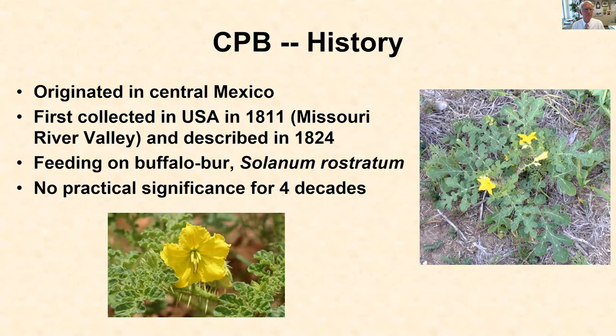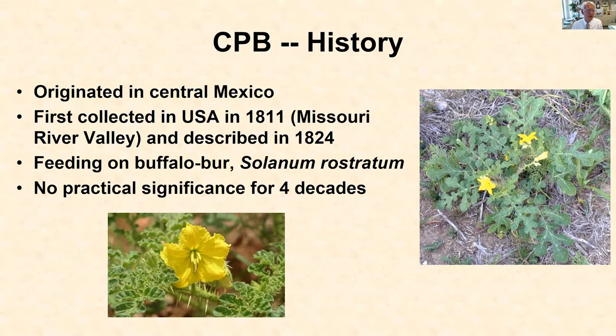13 years later in 1824, it actually got its name of Leptinotarsa decemlineata. At the time of its discovery, the Colorado potato beetle was on the buffalo burr. That is a weed that grows in western Iowa and the Great Plains, a member of the potato family. For four decades, nobody thought anything about it. Here's a beetle that eats a weed. Why would we care? Why would we worry about that?